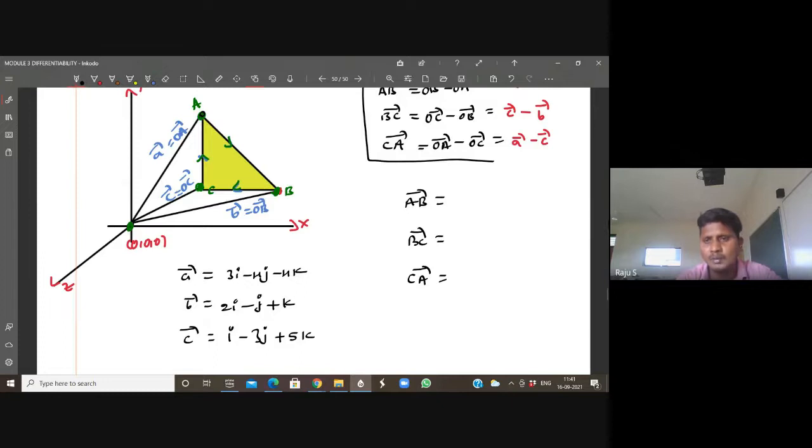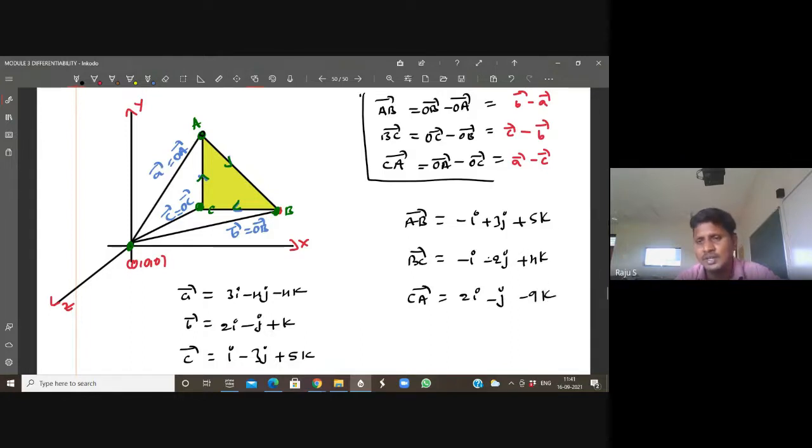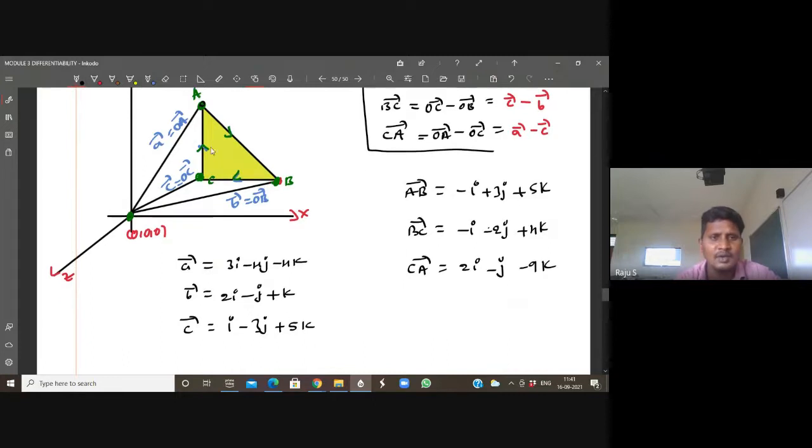So now what about AB with the help of this? B minus A, that is minus I plus 3J plus 5K. And BC is C minus B, that means minus I minus 2J plus 4K. CA vector means A minus C, that is 2I minus J minus 9K. Fine. Finally we got the vectors of AB, BC, CA.